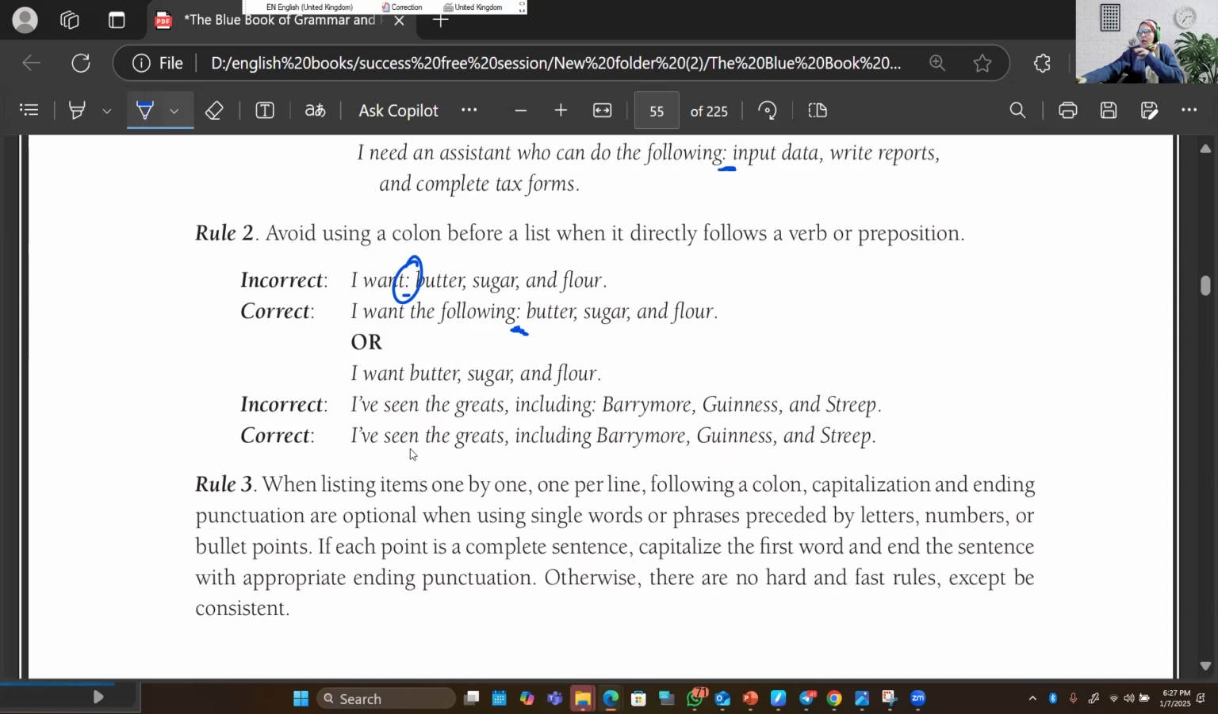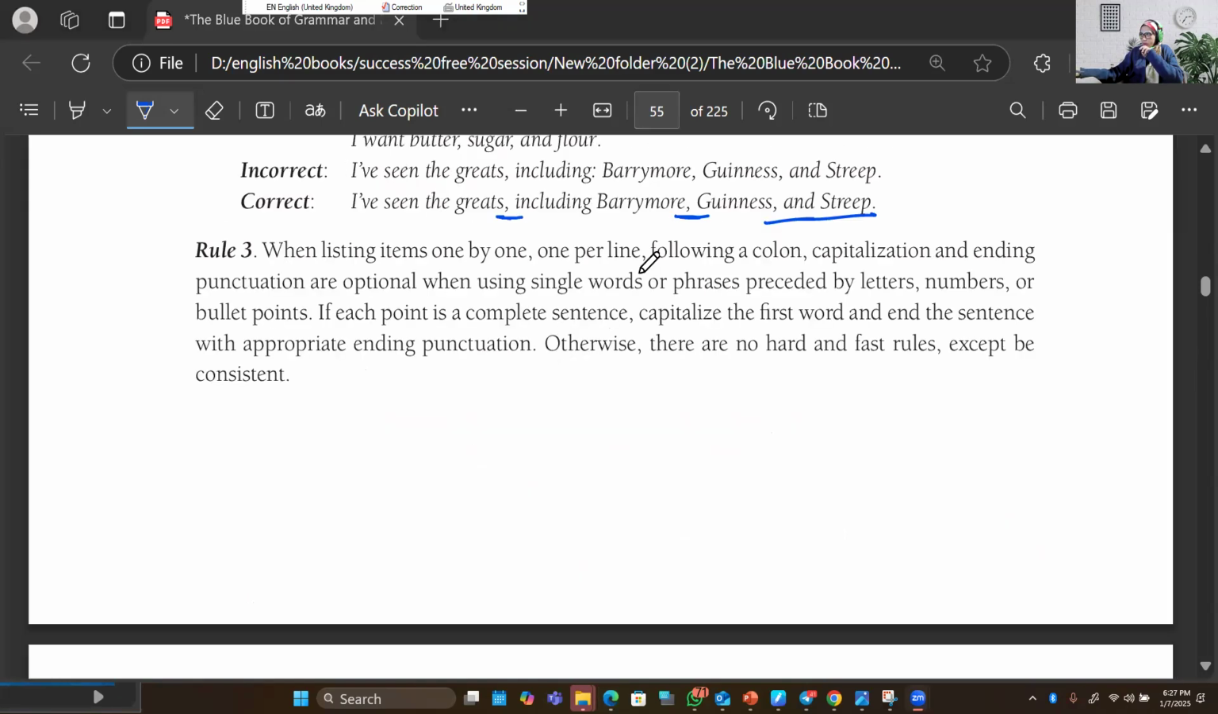But I can say I've seen the grades, including, okay, their names, like this. Okay, I see. Yes. Okay. Cool. When listing items one by one or per line following a colon, capitalization and ending punctuation are optional, using single words and phrases.